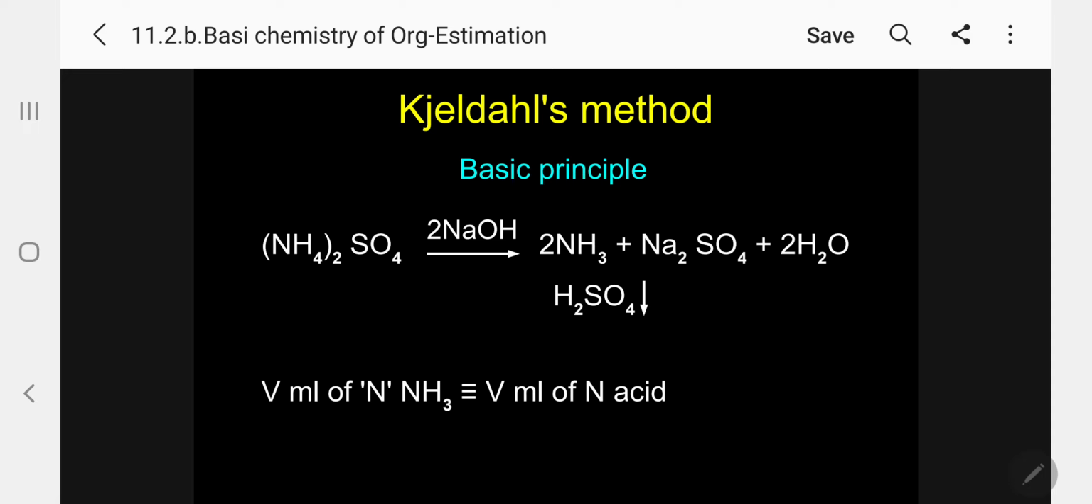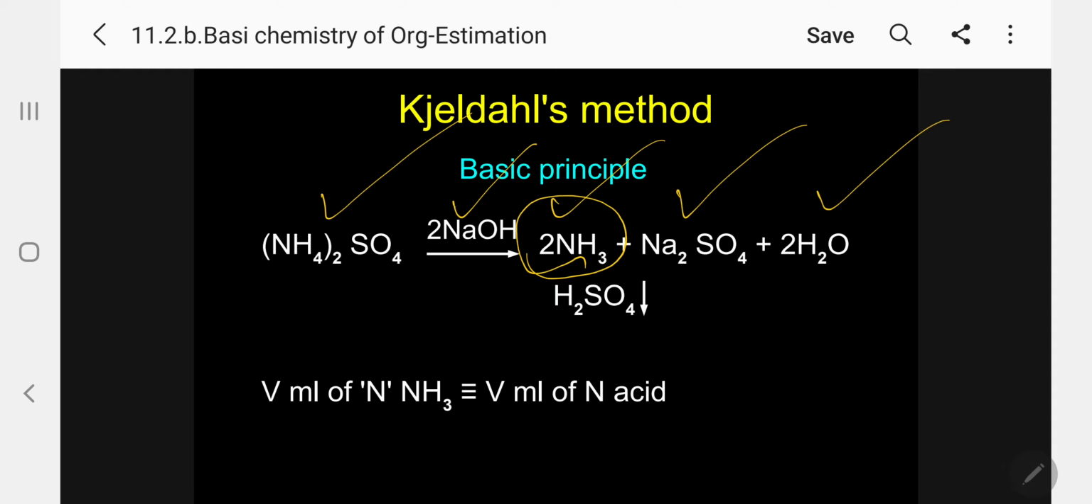So what will happen now? You have to add excess sodium hydroxide into the flask and boil strongly. When you heat with sodium hydroxide, ammonium sulfate will be converted into ammonia, sodium sulfate and water, so that ammonia gas is liberated. Kindly follow. Nitrogen is converted into ammonium sulfate and then into ammonia. We are only going to estimate ammonia. Ammonia is coming through the condenser, so allow this gas to pass into a conical flask.